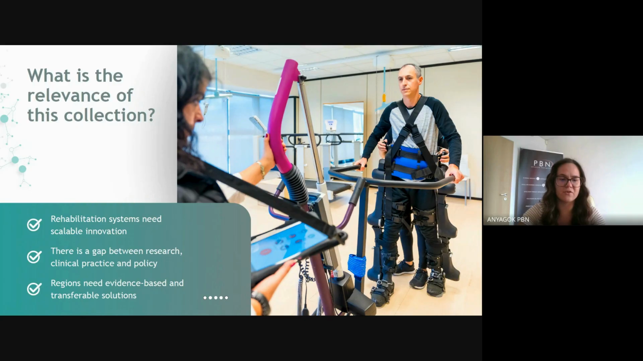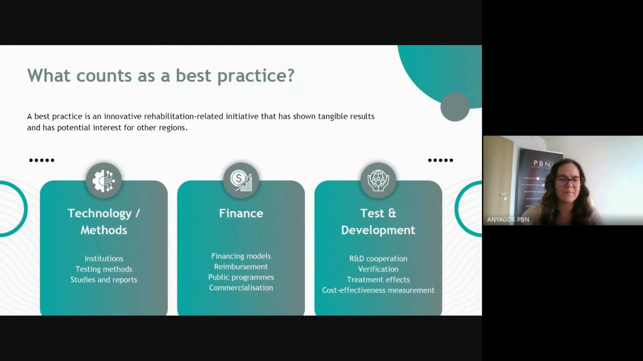To understand the logic of the collection, we first need to clarify what RehAllianCE means by a best practice. In RehAllianCE, a best practice can be a product, a service, a program, a policy instrument, a funding model, an organization, or another type of solution. The key criterion is that it has already demonstrated value in a real context and may offer lessons for other regions. The practices were analyzed through three main categories.